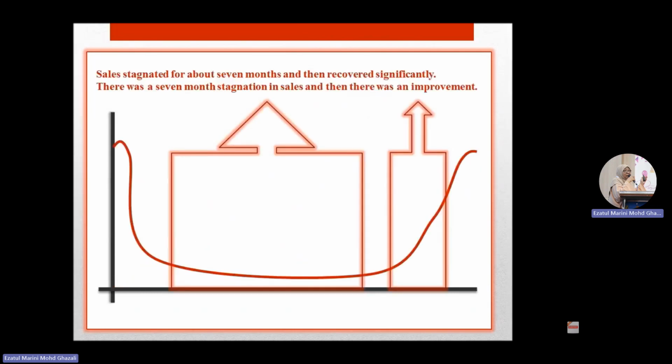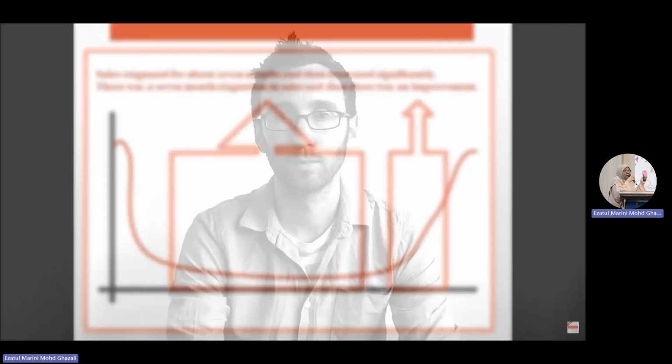Sales stagnated for about 7 months and then recovered significantly. There was a 7-month stagnation in sales and then there was an improvement.